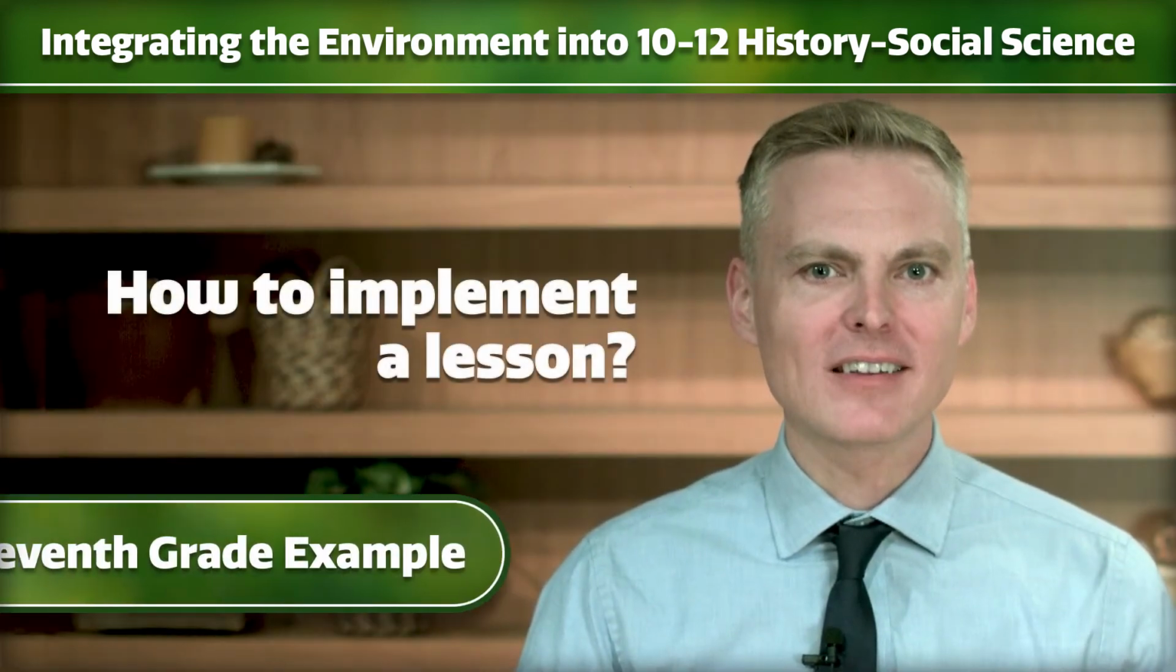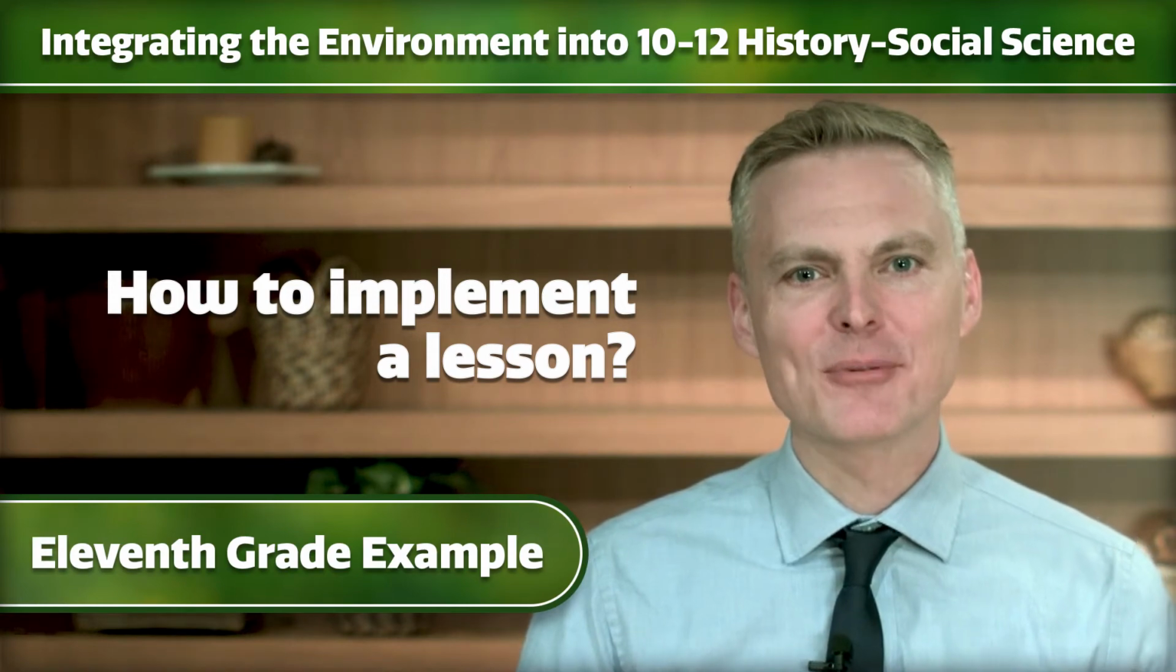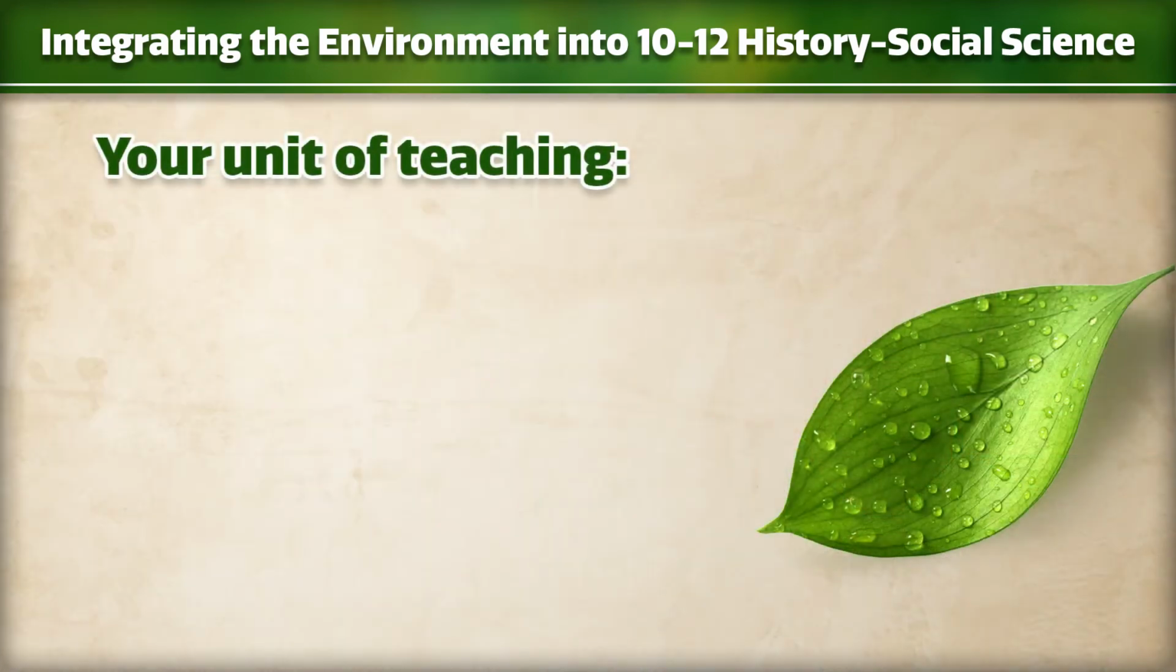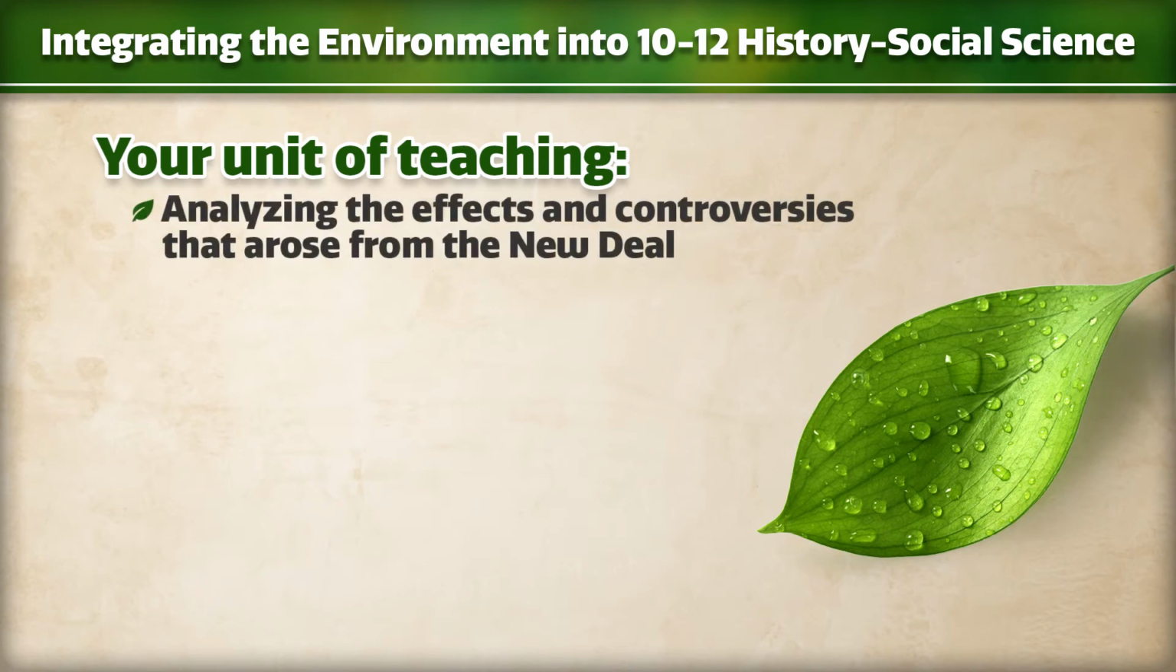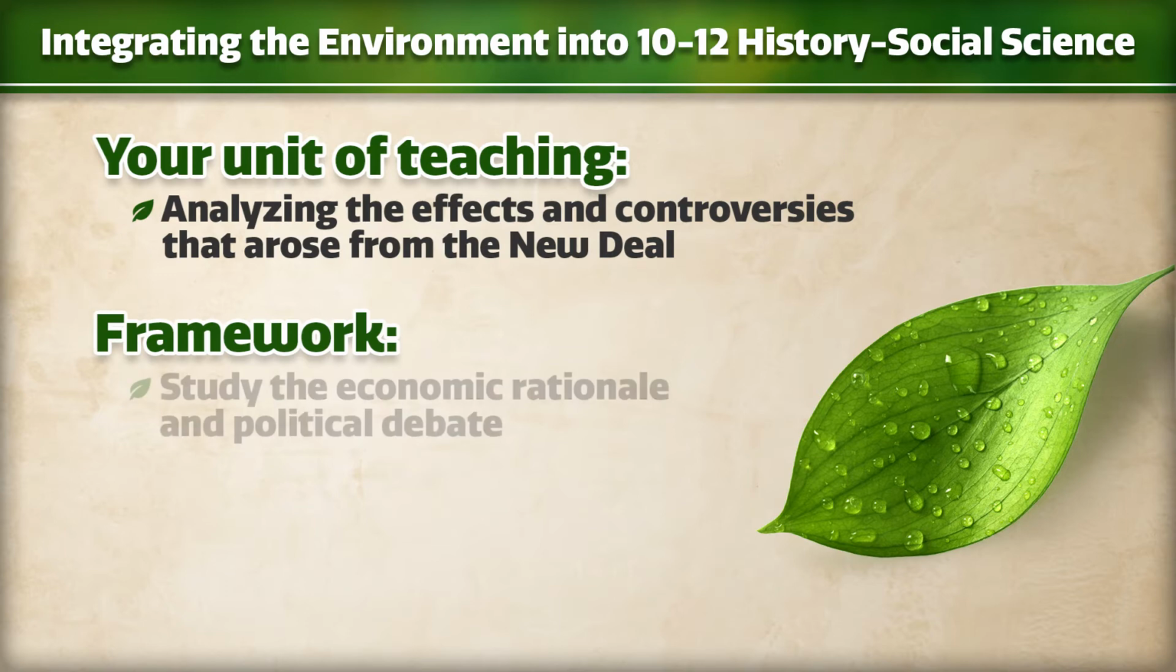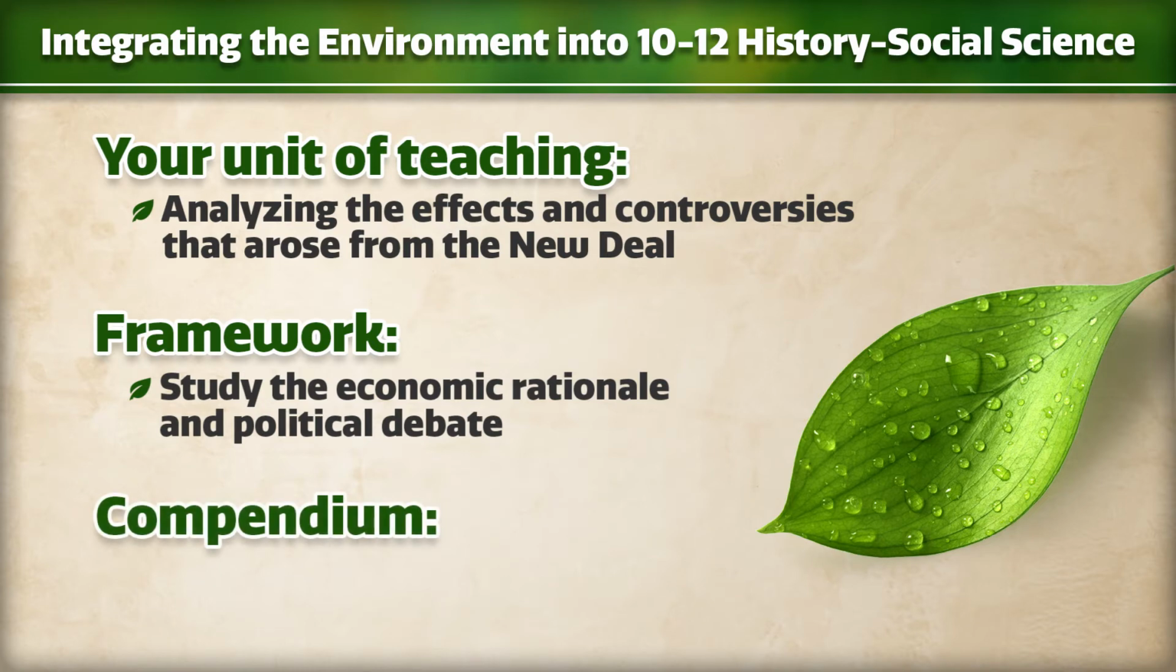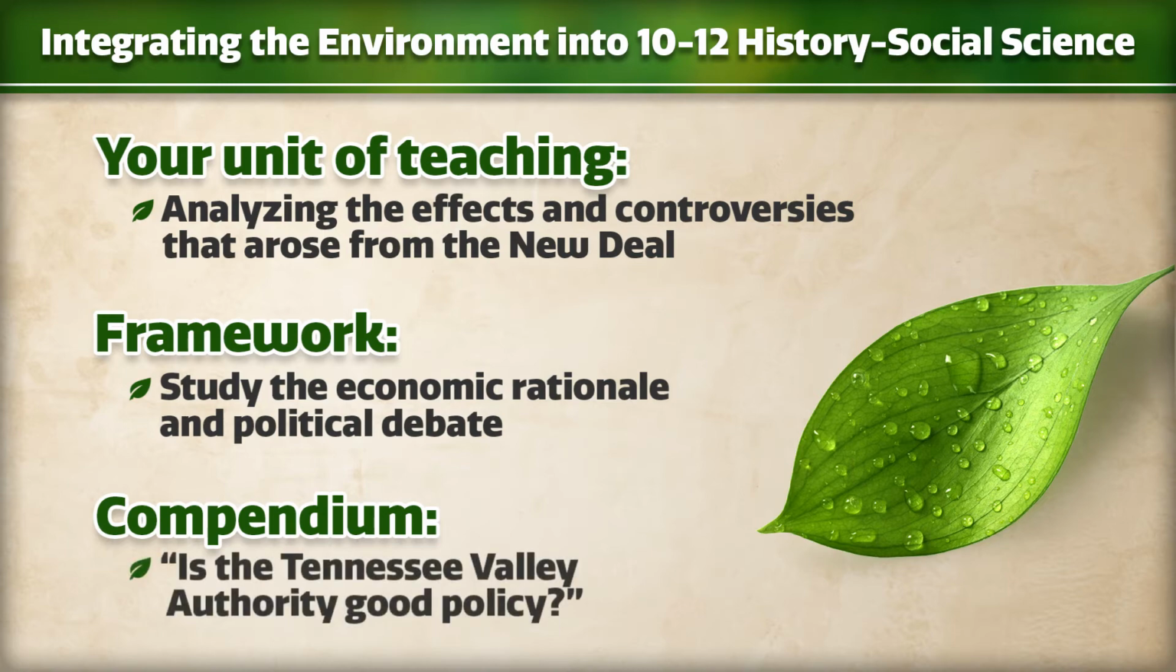So, how can we implement a lesson in the classroom? Let's take an example from 11th grade U.S. history. In 11th grade, students analyze the effects and controversies that arose from the New Deal. The framework suggests students study the economic rationale and political debate that occurred. The compendium builds on the framework by providing a suggestion on how to use one significant New Deal program, the Tennessee Valley Authority, or TVA, as a case study to do both what the framework suggests and integrate the EP&Cs. You can start by posing to your students the compelling question, is the Tennessee Valley Authority good policy?